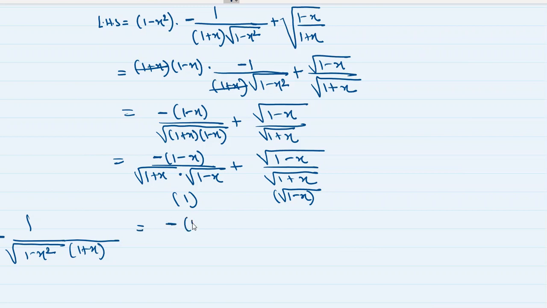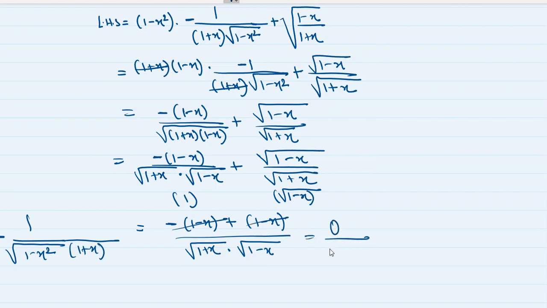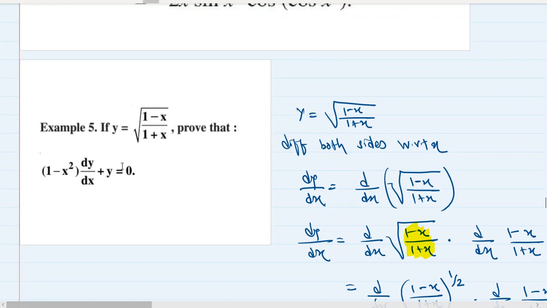So minus of 1 minus x plus this will become under root of 1 minus x into under root of 1 minus x, just 1 minus x, the whole upon under root of 1 plus x into under root of 1 minus x. Now see, minus of 1 minus x plus 1 minus x will both cut and become 0, and 0 upon anything is 0. So we have proved that LHS is equal to RHS. Yeah. So if you want to prove it properly, step by step, then it will take time. It is not going to be easy, but yeah, it is doable.